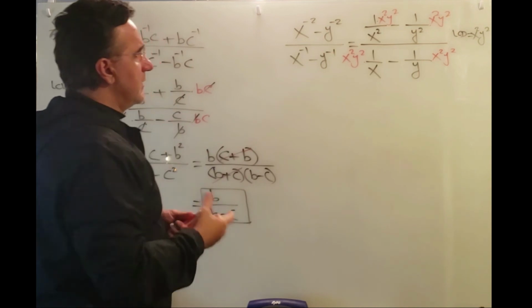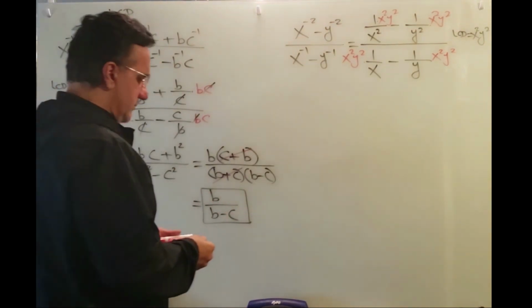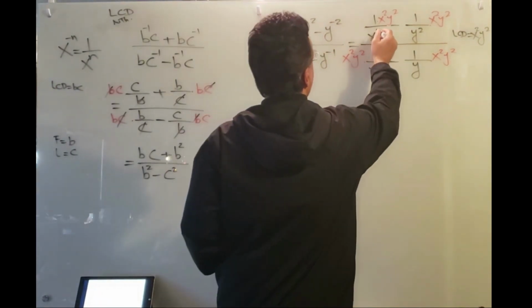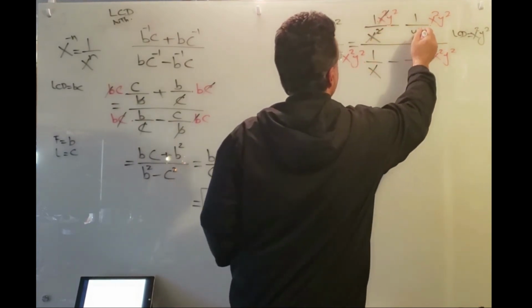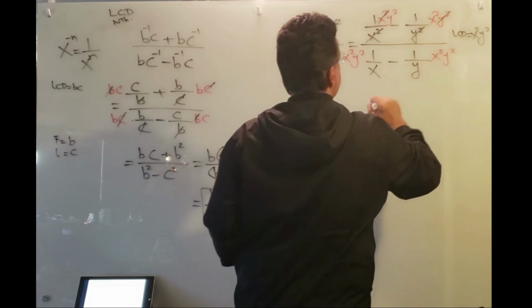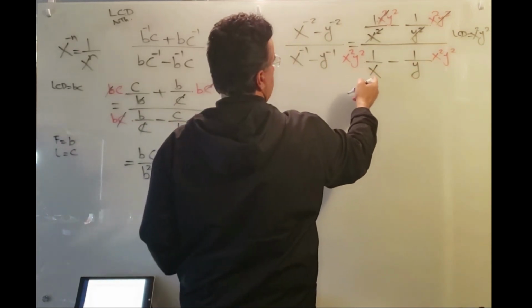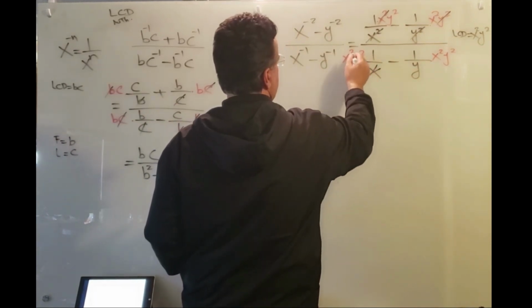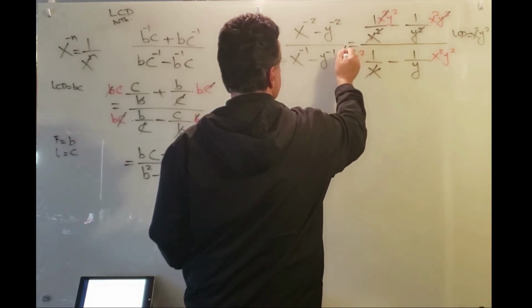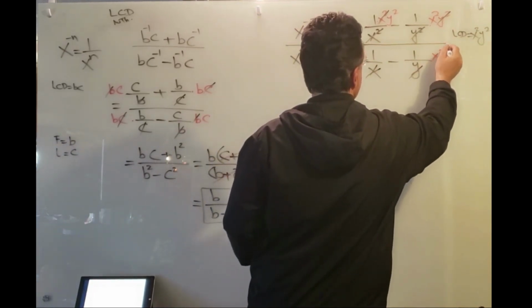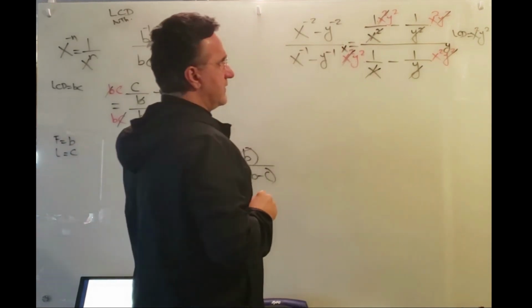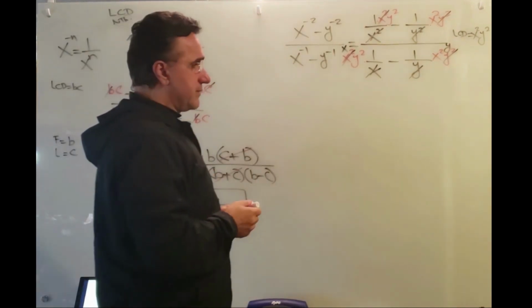So now we cross cancel as much as possible. We notice that we can cancel those. We can cancel those. Down here, the x and the x squared leave you just x. The y and y squared here cross cancel, they just leave you a y on top. So let's clean it up, see what's left.